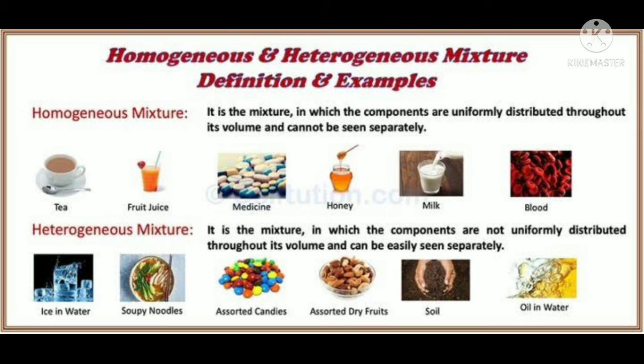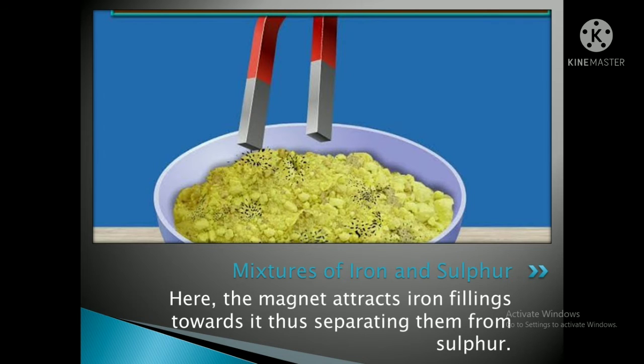Okay, so let's now see some mixtures of what? Iron and sulfur. So iron and sulfur, what is that mixture? Iron is a metal, sulfur is a non-metal. Now if a magnet is there, a magnet will always attract a metal. Okay, so this mixture can be separated how? By using the magnet, we can separate the iron from the sulfur powder.